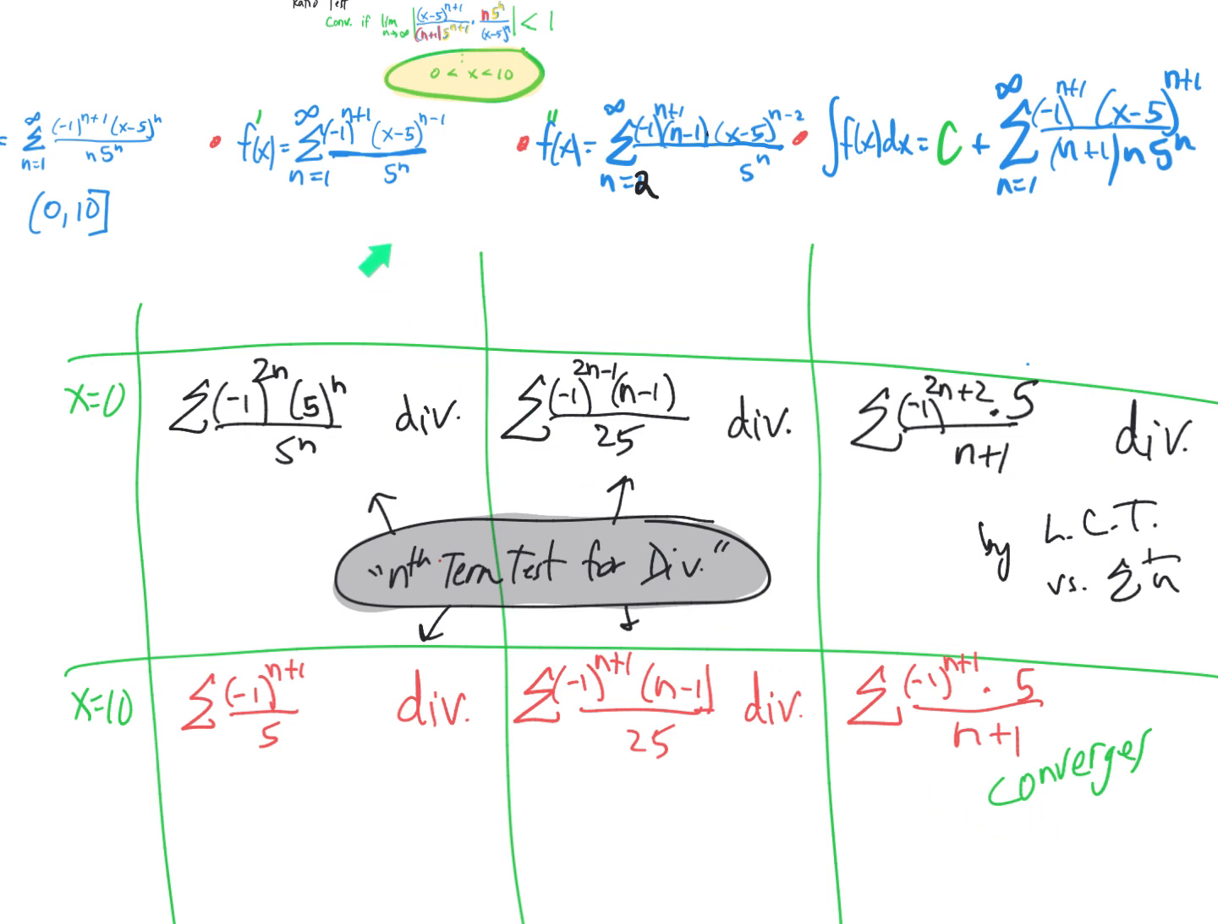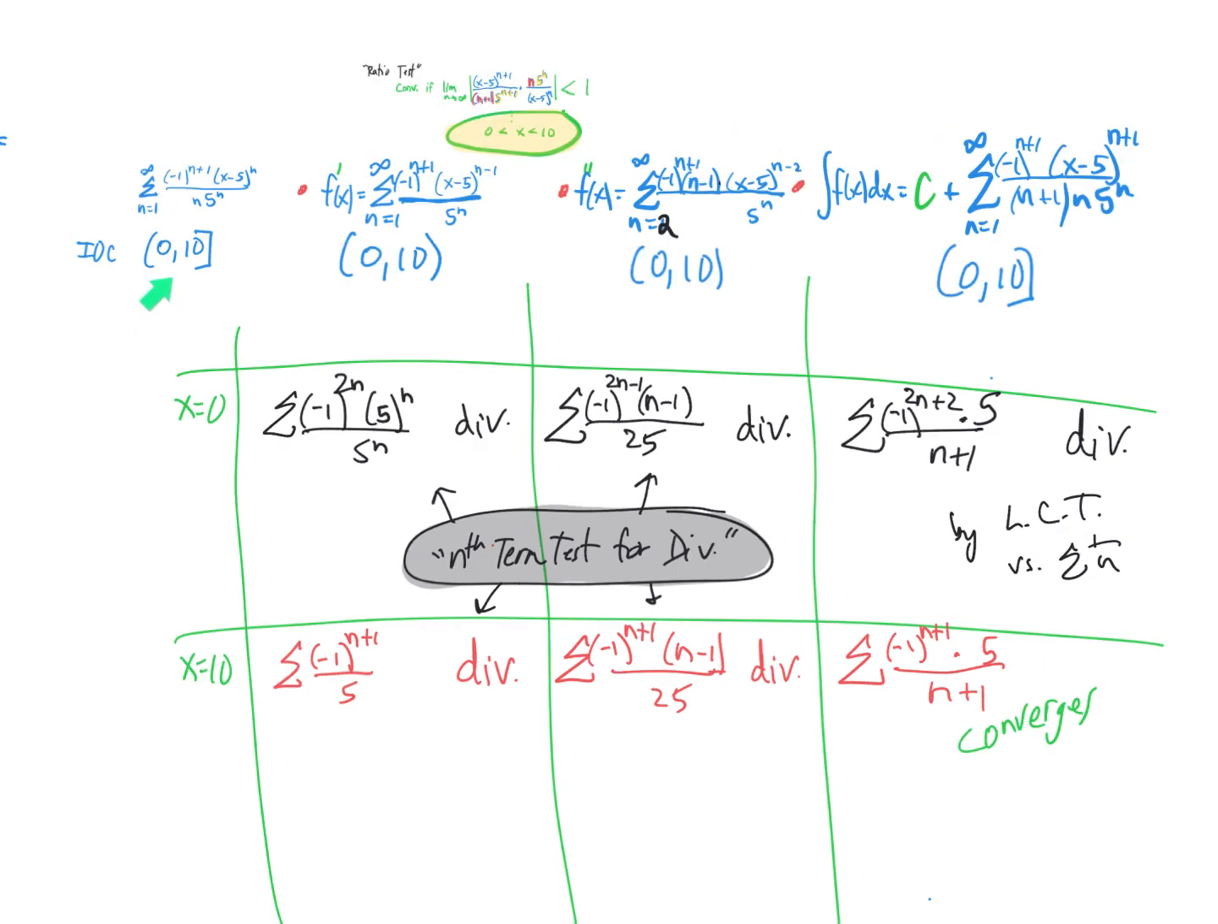Therefore, our intervals of convergence for the series for f prime, f double prime, and the integral of f dx are the half closed, half open for f, the open interval for f prime and double prime, and the half closed, half open interval of convergence for the integral of f of x dx.